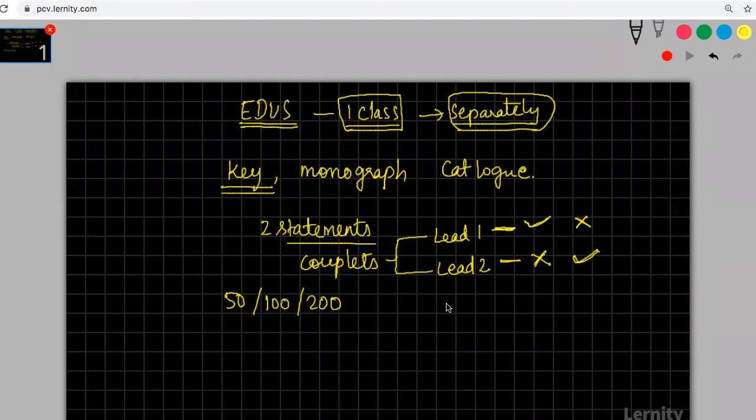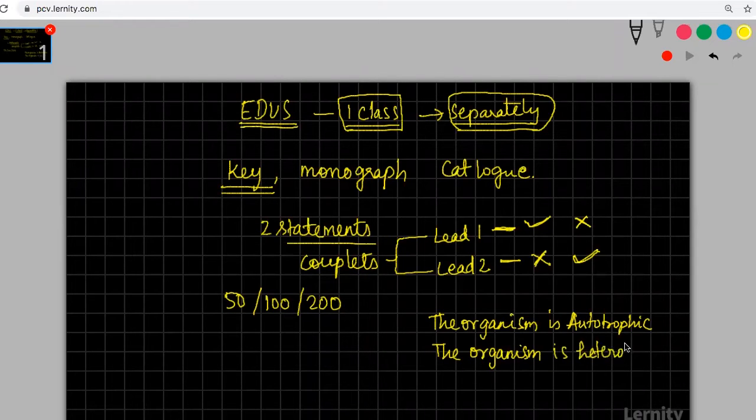For example, the organism is autotrophic. The organism is heterotrophic. If you agree that the organism is autotrophic, naturally this will nullify this other statement. If you agree to this particular statement, the other will be nullified. So you have to make the statements contrasting such that they do not overlap.